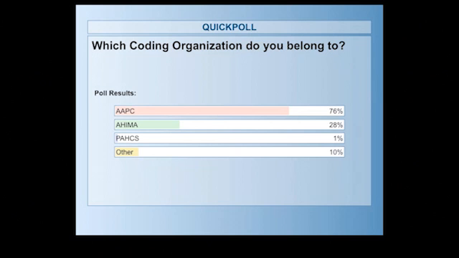I'm figuring it out. Okay, so 76% are with AAPC, 28% with AHIMA, 1% with PACS, and 10% with other. All right, so we'll have to find out what other is. So if you can get in the chat and let us know what the other organization is, and hopefully Sylvia can make a note of that, and we'll include this next time.